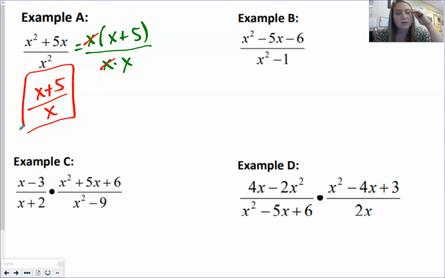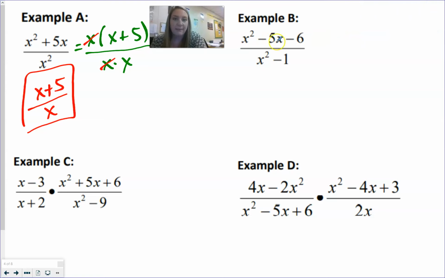Example B, there's a little bit more to do. So on the top here, we have x squared minus 5x minus 6. I need to factor my top. So what multiplies to give me negative 6, but also adds to give me negative 5? That is going to be negative 6 and positive 1. Negative 6 times 1 is negative 6. Negative 6 plus 1 is negative 5.